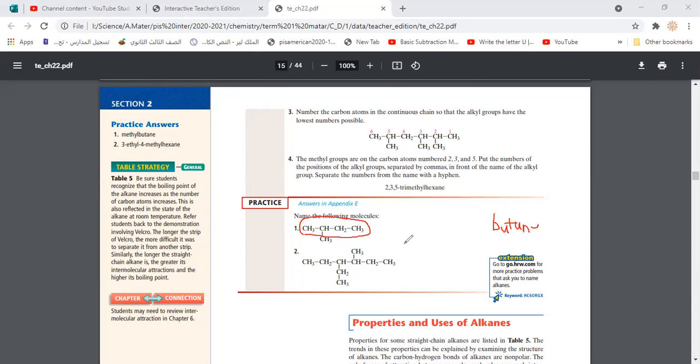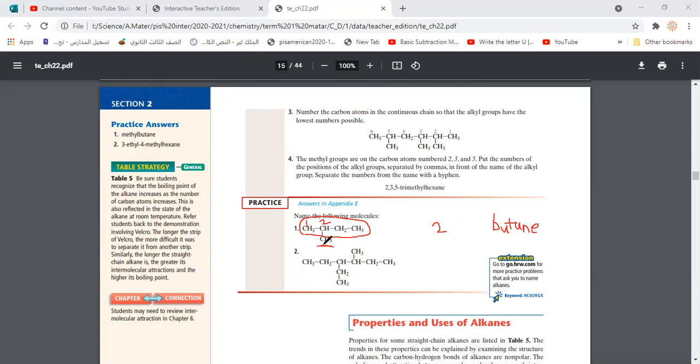So are there any branches? There is one branch. And the third one? No, not third. We count from the side near the branch. Second. So we count here from that side, so it will be the second. So we said 2, that means on carbon number 2.